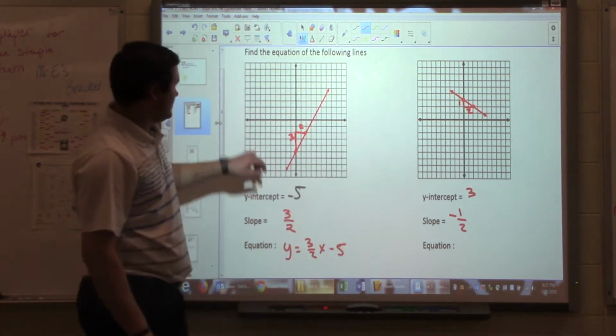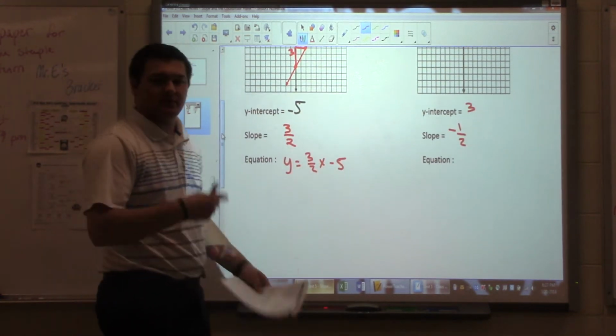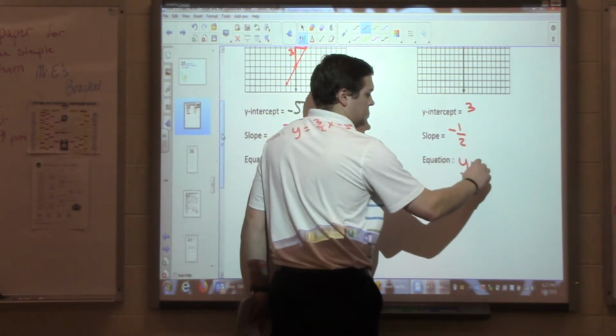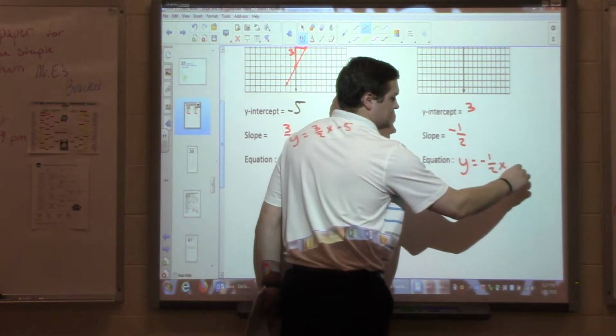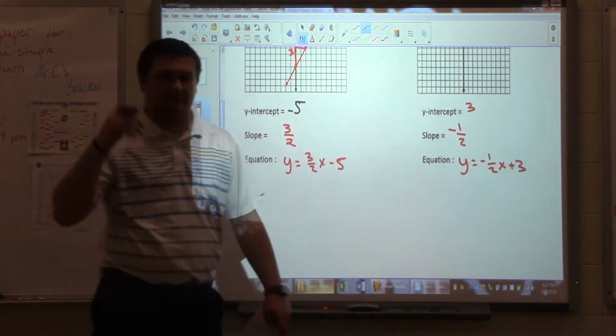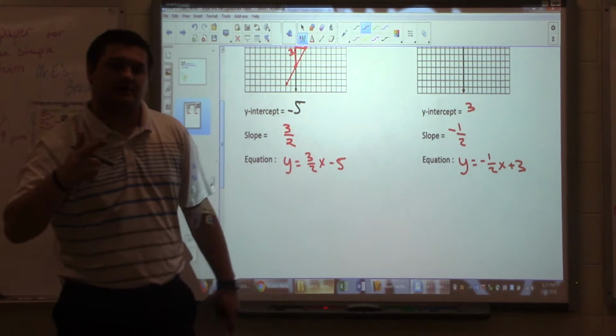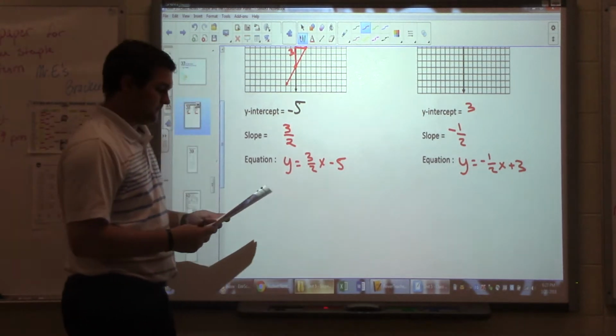So writing my equation, just plugging in my y-intercept and slope for m and b. Y equals -1/2 x plus 3. Pretty simple. Find our slope, find our y-intercept, plug them into our equation.